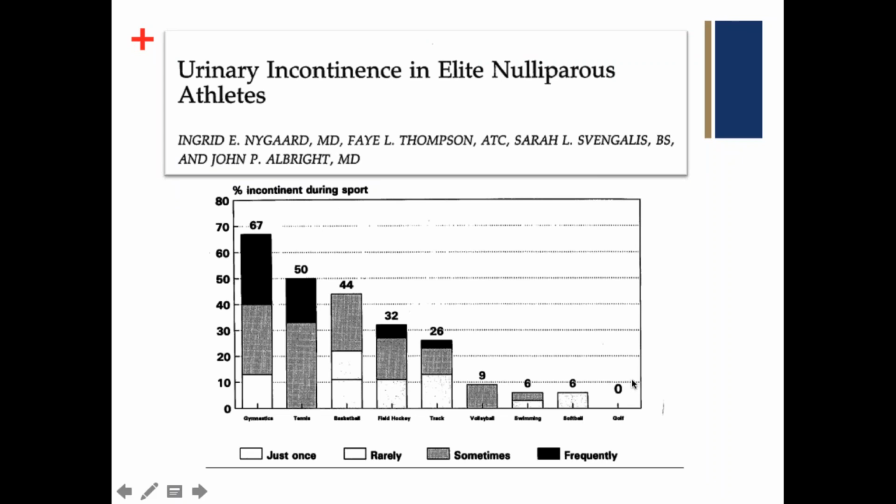This is just showing a different way to look at the same data. We see black indicating frequently, this gray color indicating sometimes, rarely, and just once. So we can see for gymnastics, a significant portion of that 67% experience frequent stress urinary incontinence. They're leaking urine on sport participation very frequently. And we can see all the way down to the sports of tennis, basketball, field hockey, track, volleyball, swimming, and softball. Those rates significantly decline.